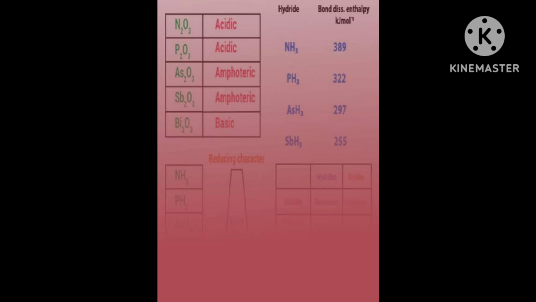Oxidizing character means which can oxidize, reducing character which can reduce. In oxidation, there is loss of electron. They will lose the electron in presence of someone that will take the electron, and that someone is the oxidizing agent, due to which oxidation is taking place. In the same way for reduction, in reduction there is gain of electron. Someone will give the electron, and that someone who will give the electron is the reducing agent. Here you have to understand the reducing character I am talking about.